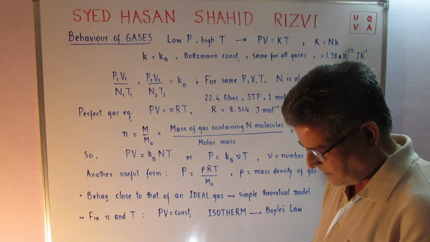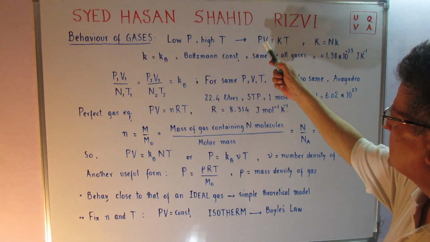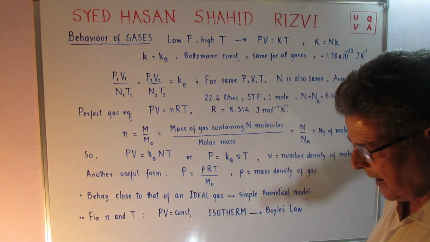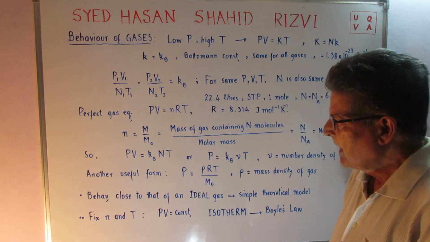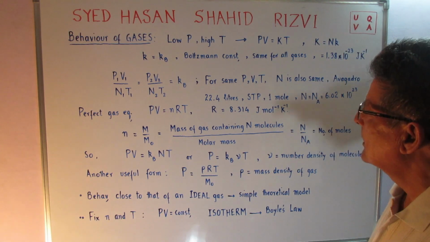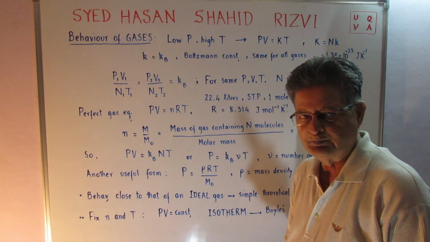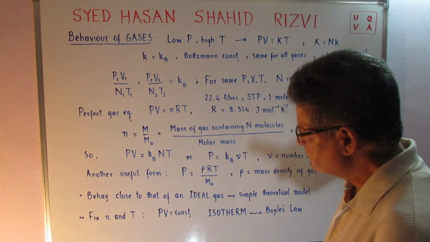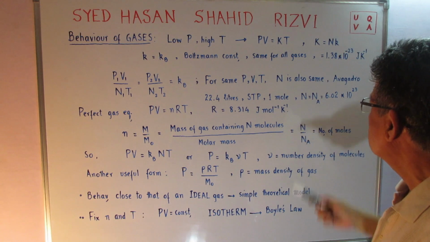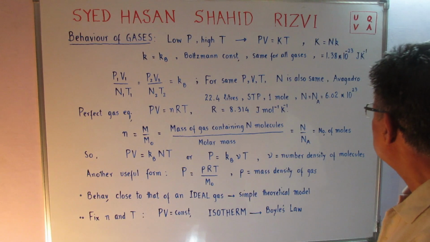If so, then experimentally we obtain a relation that the product of the pressure and the volume is equal to a constant times the absolute temperature in Kelvin, where this constant can be written as N into K. In fact, this K is equal to Kb, the Boltzmann constant, which is the same for all gases and which is equal to 1.38 into 10 to the power of minus 23 joules per kelvin.